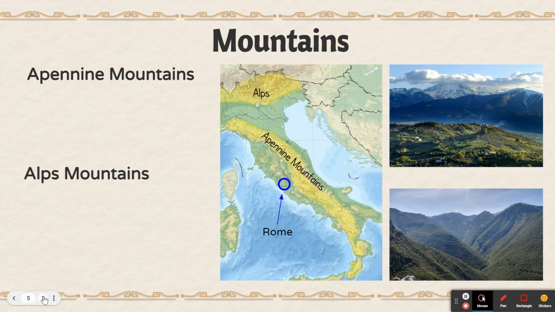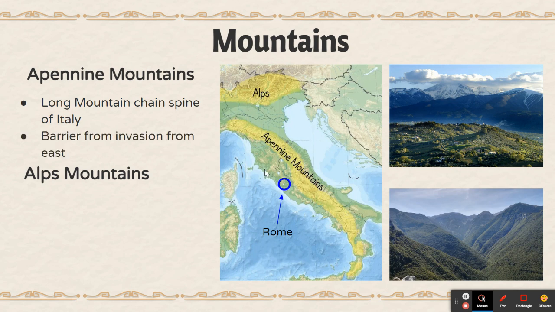Okay, next we're going to take a look at some more of the actual geography. So an important piece of geography is mountains. The Apennine Mountains are this first mountain range here, and they actually run along kind of the spine right through the center of Italy. And they are really a barrier of invasion from the east and kind of the north up here too. But they really run like the whole length of Italy and sort of split it into two parts.